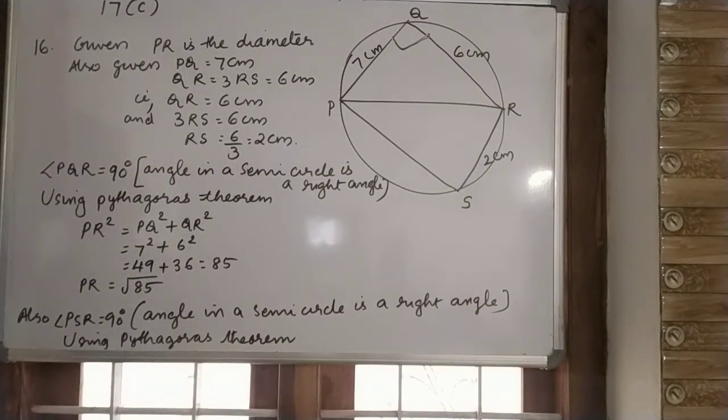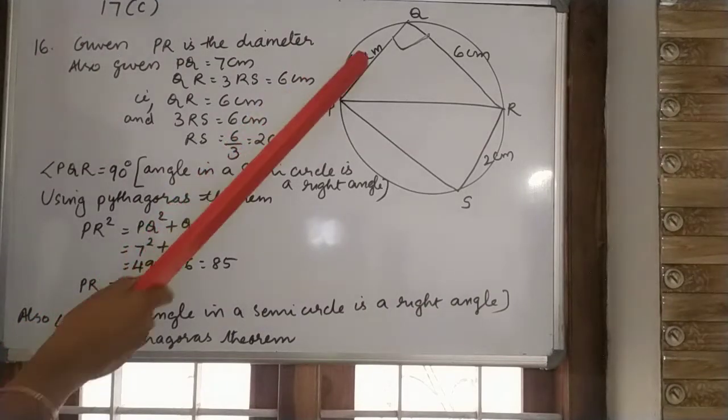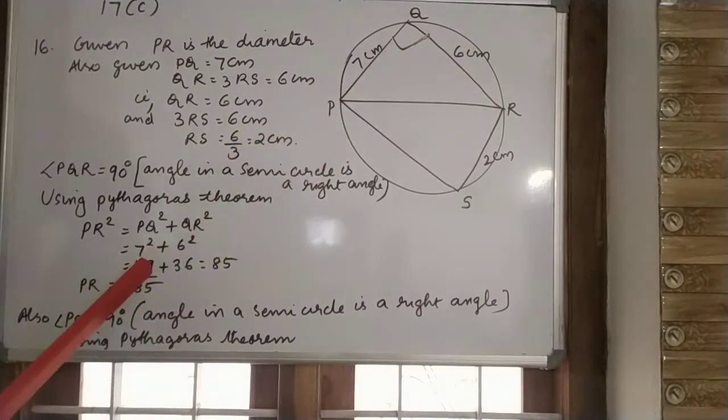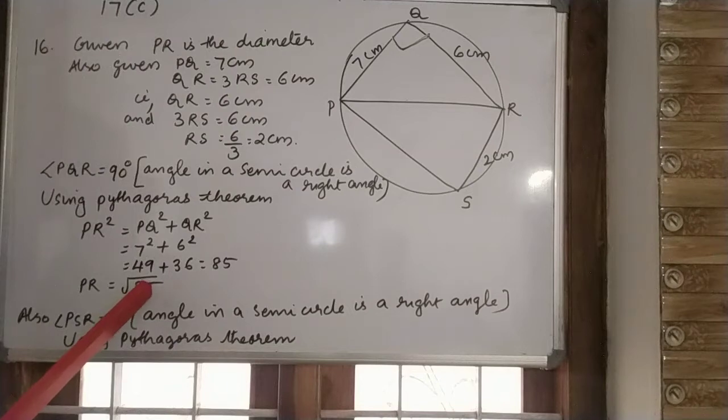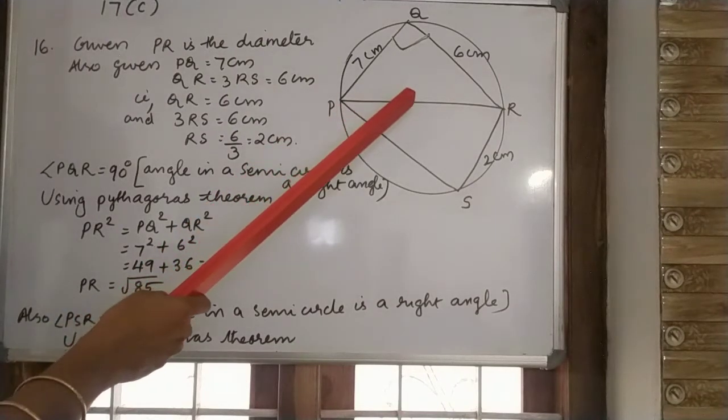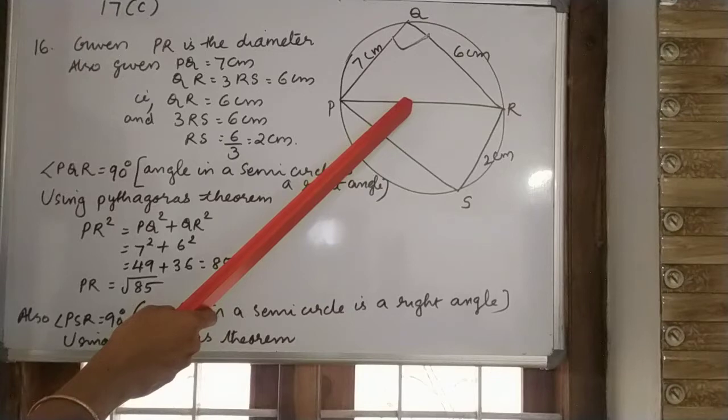So PR square is equal to PQ square plus QR square. That is 7 square plus 6 square, 49 plus 36, which is equal to 85. So we got PR is equal to root of 85.